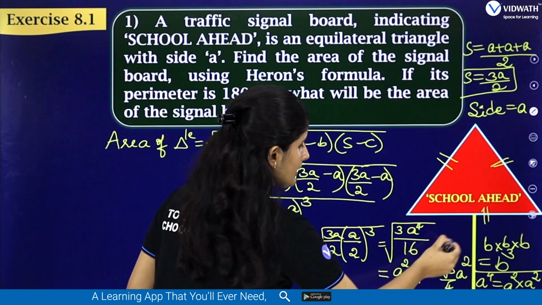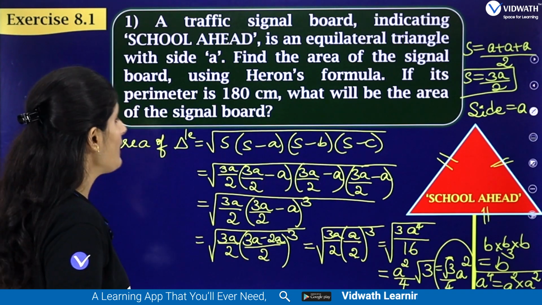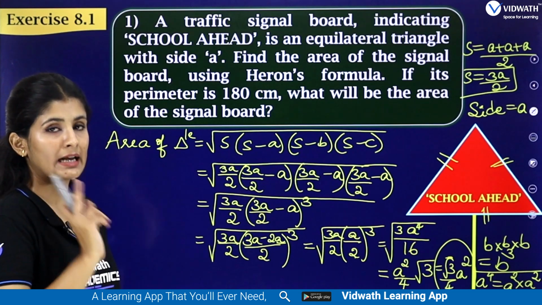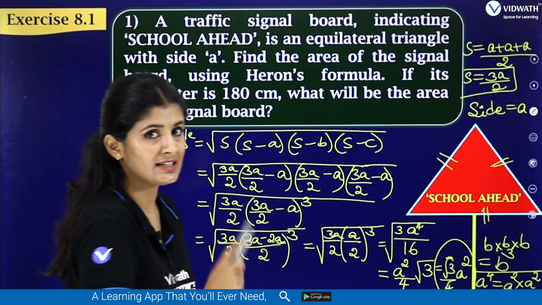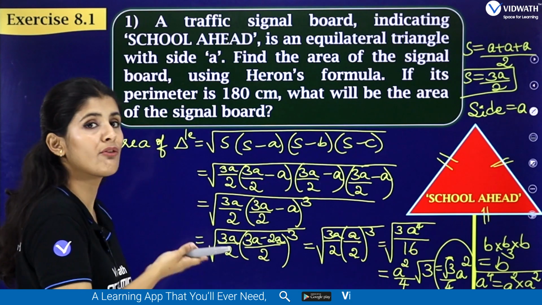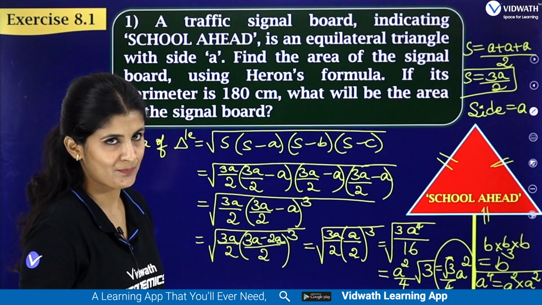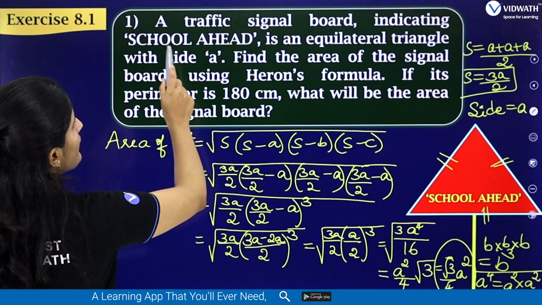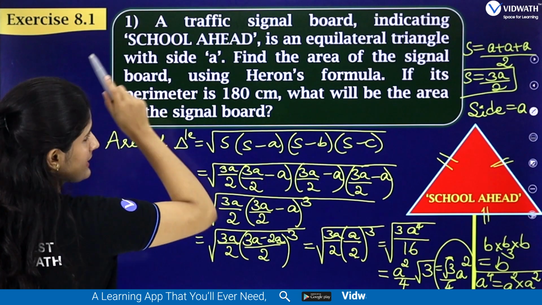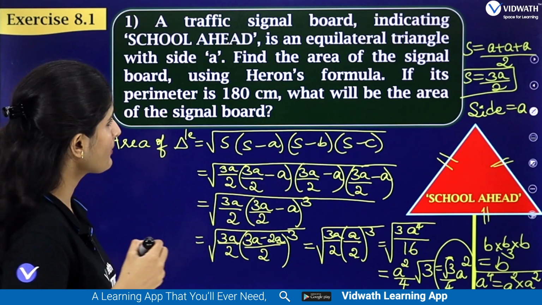Now what you see here, root 3 by 4a square, it is the formula for the area of a triangle where a denotes all its sides. That is, this is a formula for an equilateral triangle of side A. So that finishes the first part of the question. That is, we have found the area of the signal board using Heron's formula. This is the general area formula.